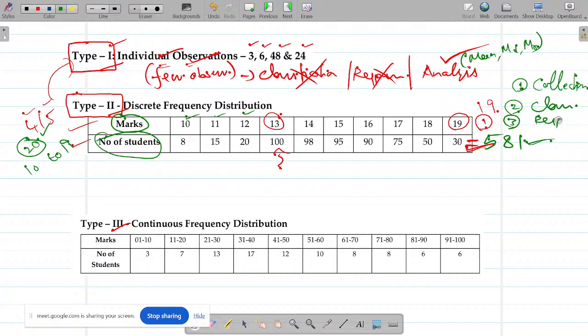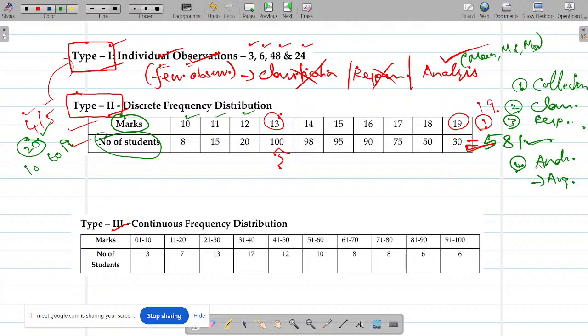We have to go for representation. Representation is, you can either go diagrammatically or you can go tabulated. What type of representation is this one? We have tabulated. Then what is the next step? We have to analyze, which means we find the average, mean, median, mode of errors.